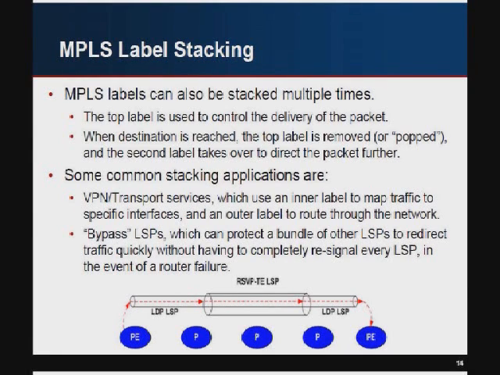Some common applications for this are VPN or transport services. And what you're doing there is you're using the inner label to map a specific transport instance. So it's going to map all the way out to a specific customer transport instance out to an interface. And the outer label is going to be responsible for routing through your network. You'll also see this in bypass LSPs, which we talk more about later. And that's used to protect a bundle of other LSPs without having to resignal them. So there's a little diagram that's showing you can take an LSP and stick it inside another LSP.